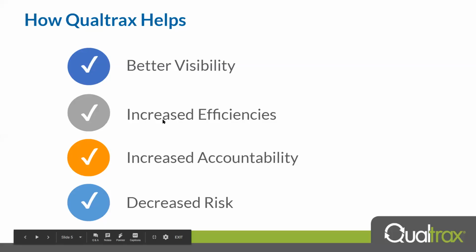So how does QualTrax help with this? There really are some key benefits to our system. Number one, it's going to give you better visibility. Everyone needs visibility into your data. When you have a manual system, you find yourself going through spreadsheets, trying to create Access databases, or going through binders in the laboratory trying to compile information. So what QualTrax is doing is putting everything in one location so you can easily search and find that information when needed, and again, cutting time with that.